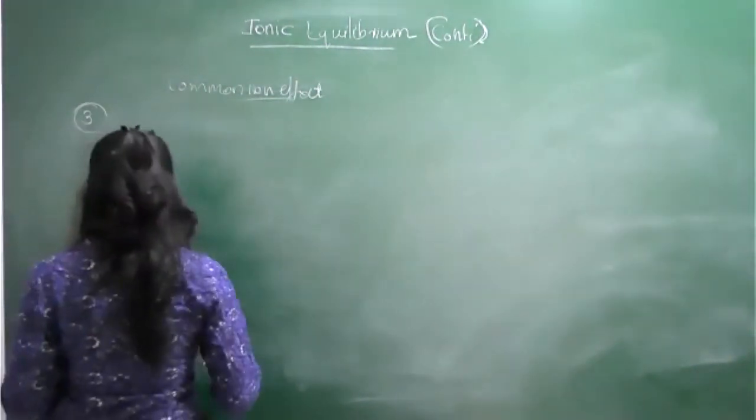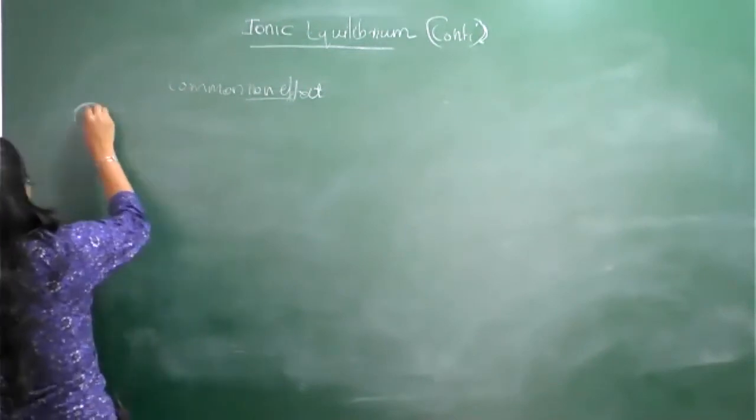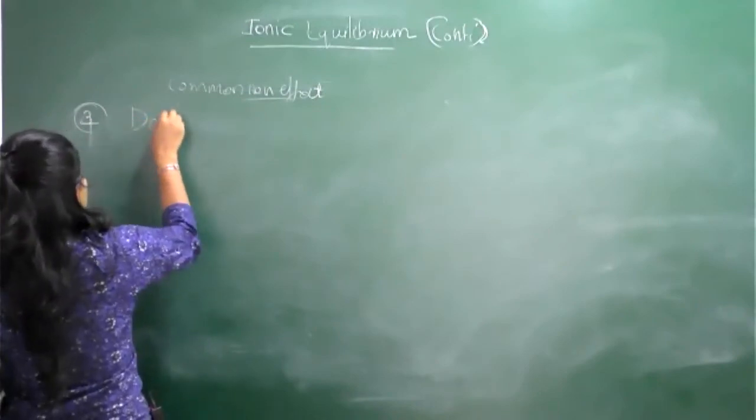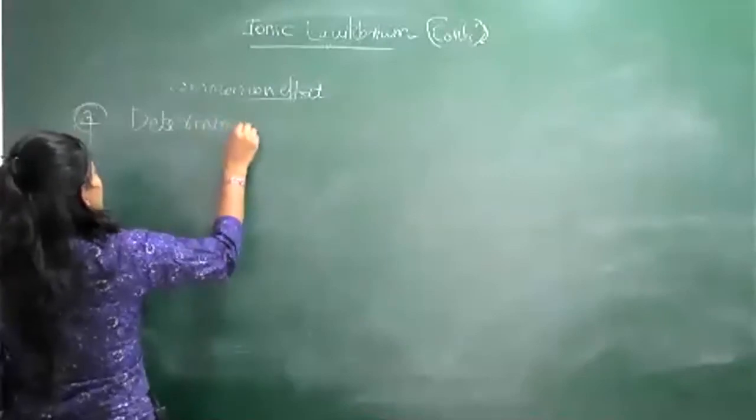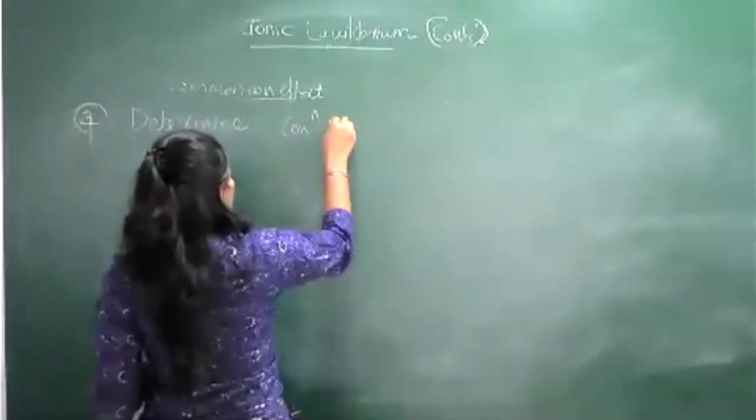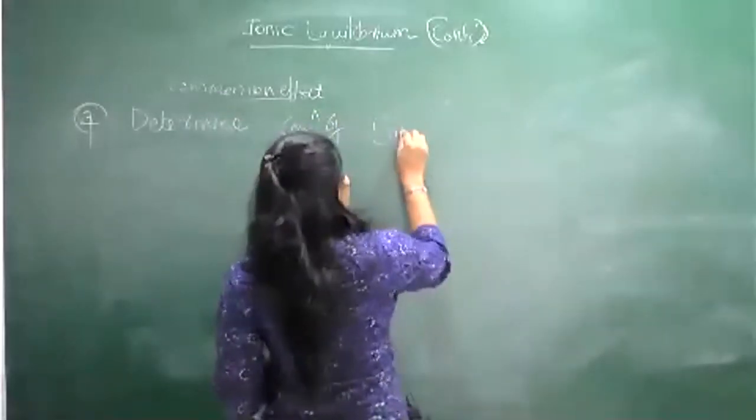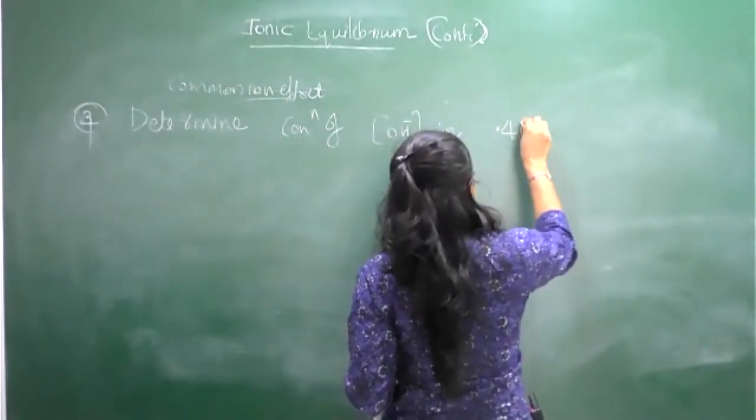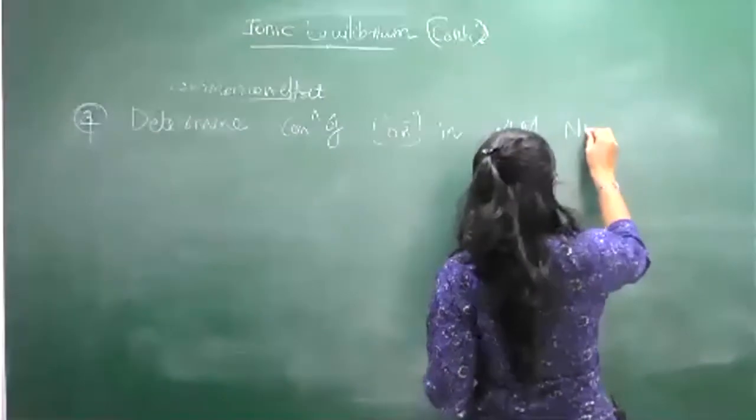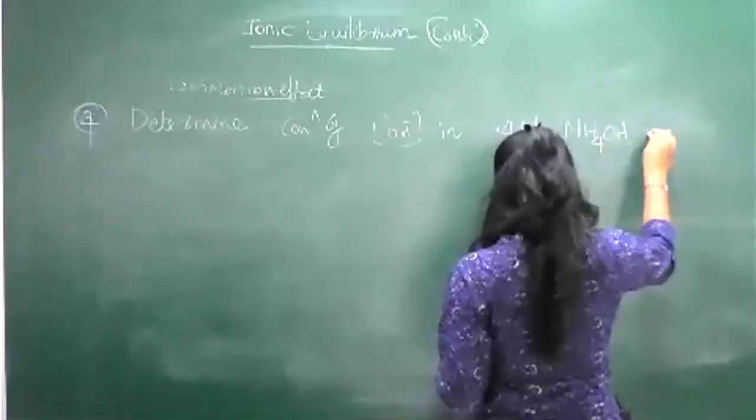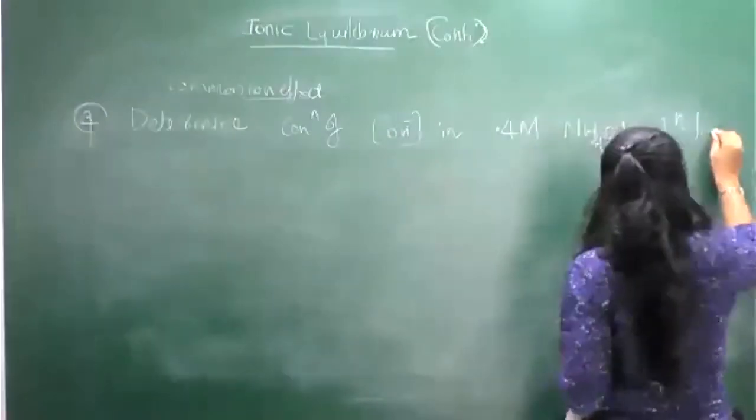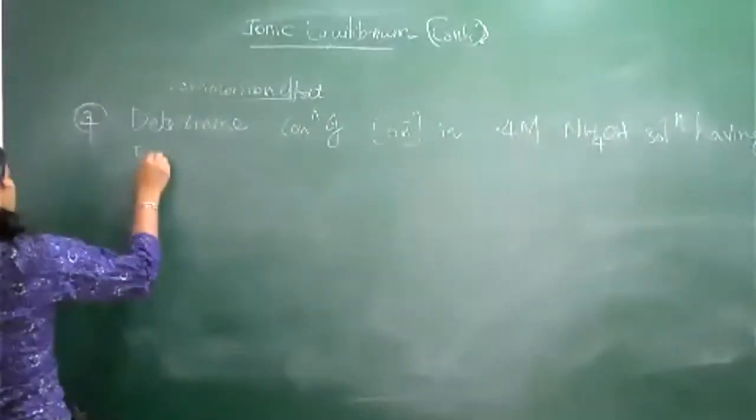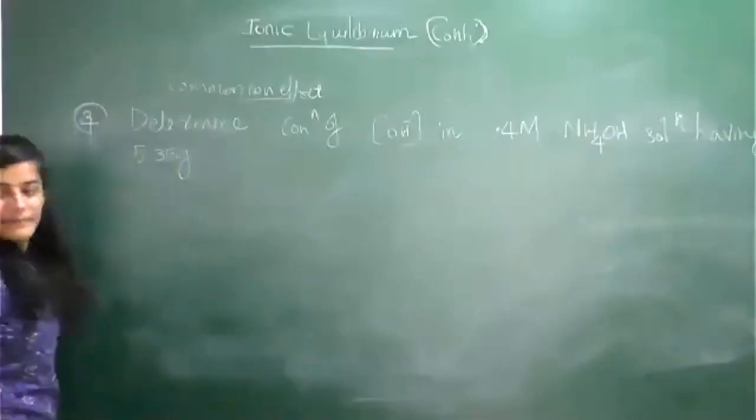Question. Fourth question maybe. Determine the concentration of OH minus ion in 0.4 molar NH4OH ammonium hydroxide solution having 5.35 gram. Are you getting my point?